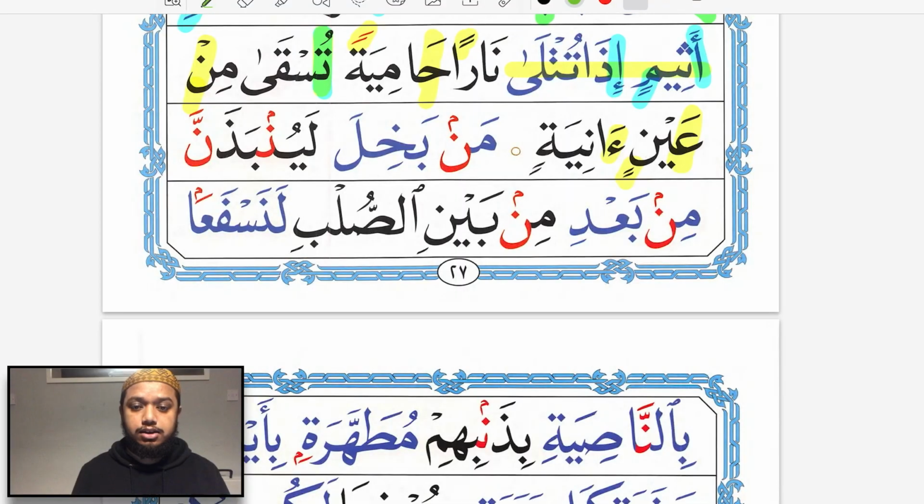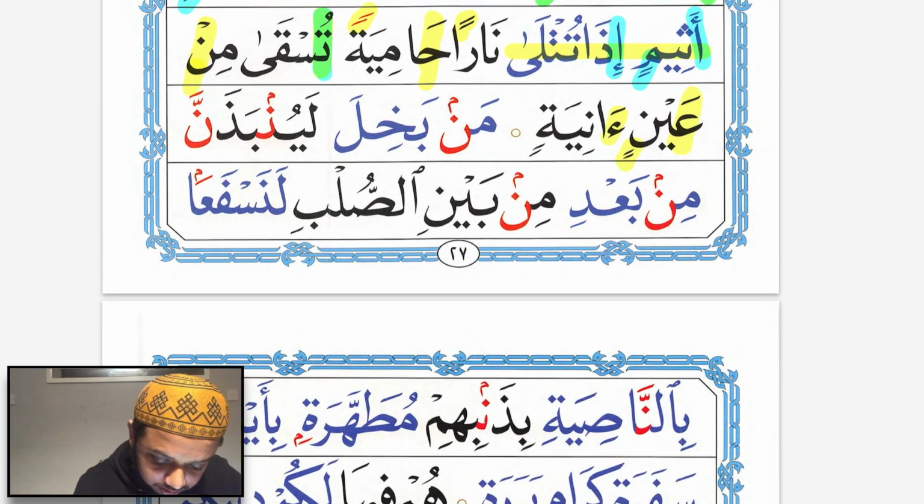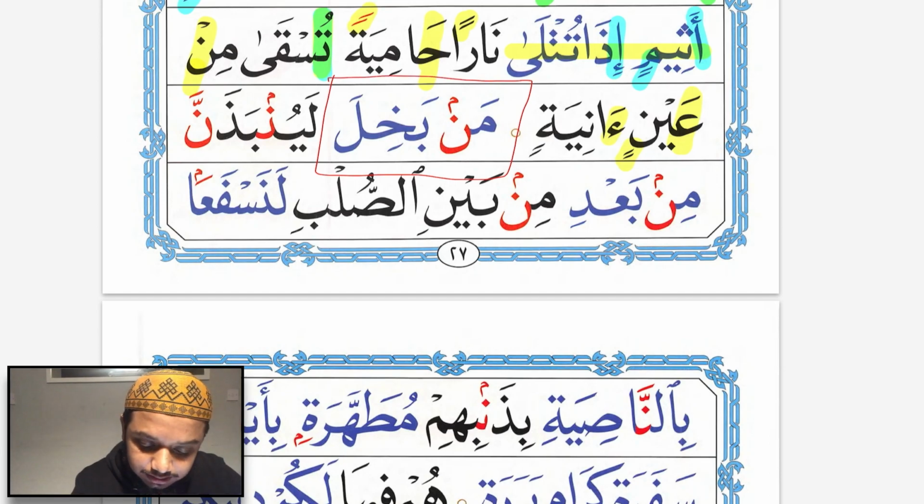So without further ado, let's jump straight into it and have a look at how we apply it. Bismillah ar-Rahman ar-Rahim, alhamdulillahi rabbil alameen, wa salatu wa salam ala rasulillah. So we are on this example, man bakhila.